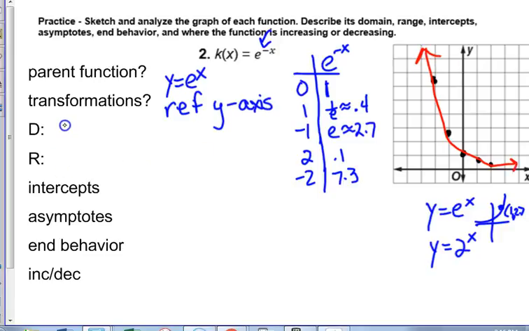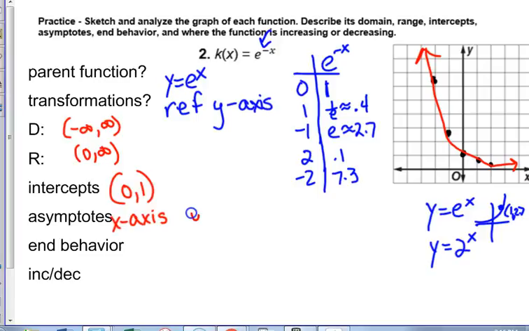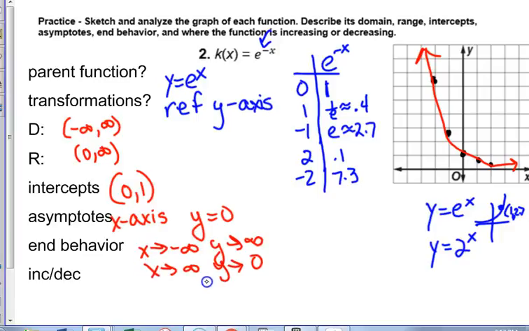And the domain, anybody? The range, bottom to top. The intercept, the only intercept is (0, 1). Yep, you were on the right track. The asymptote, you can either write the x-axis or what's the equation of that? y equals 0. End behavior. Left end is infinity, right end is approaching 0. Good job.